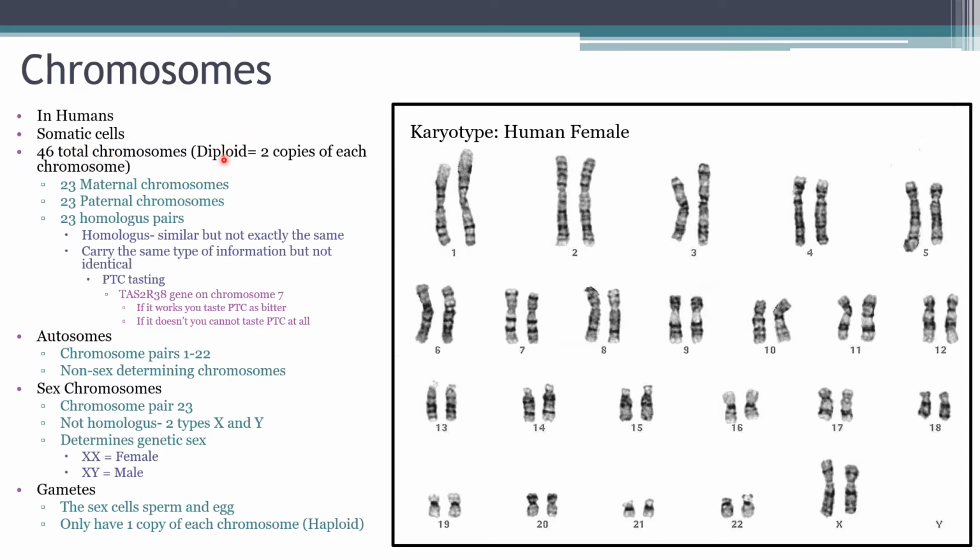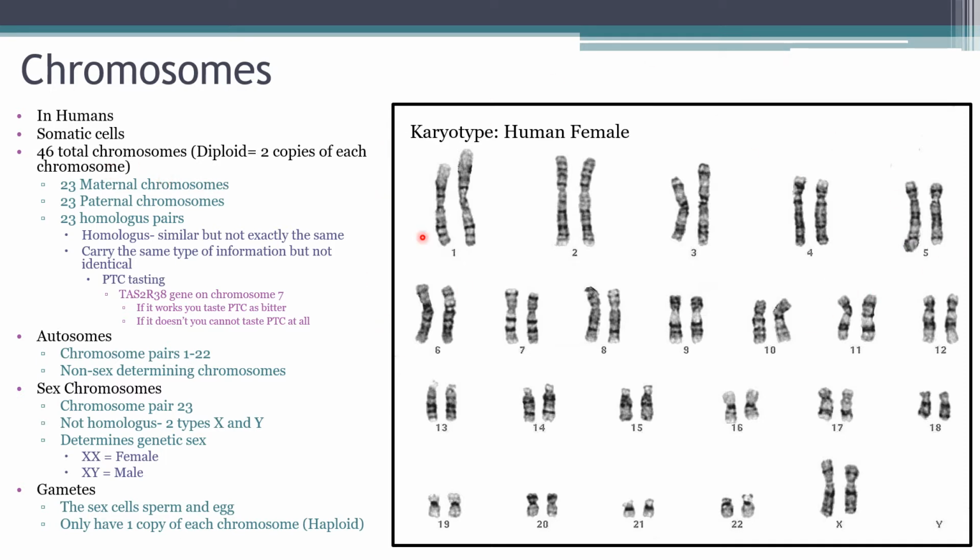Somatic cells are what are called diploid. Diploid means that they have two copies of each chromosome. You get one copy of each chromosome from your mom and one copy of each chromosome from your dad. So that means 23 from your mom, 23 from your dad, and in diploid cells like your somatic cells, you should have 46 total chromosomes.